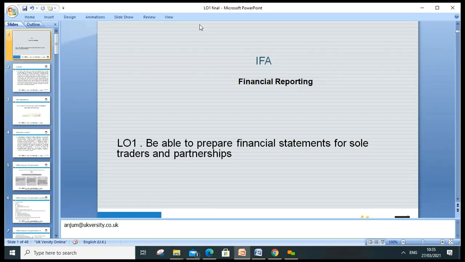Today we learned about sole trader and partnership accounts with adjustments, what we can and can't do, and types of errors. We discussed depreciation, and that's all for today's lesson. In the next lesson we'll go through LO2, learning outcome 2, which will cover company accounts.